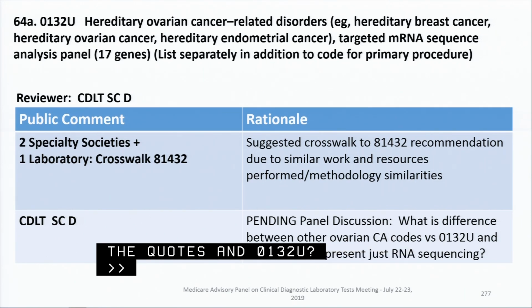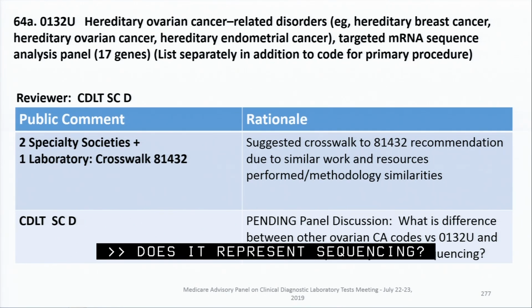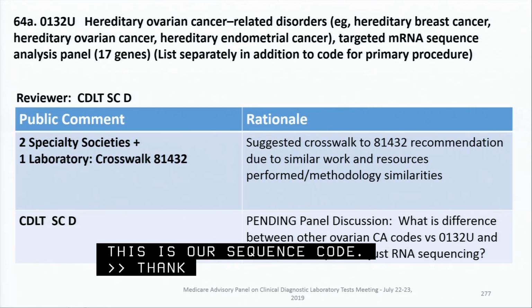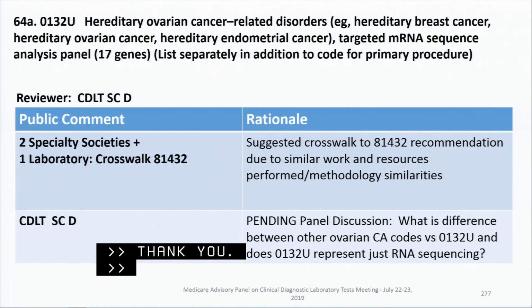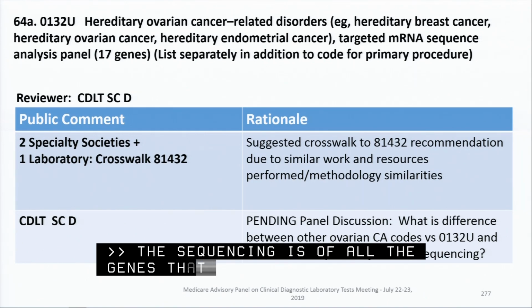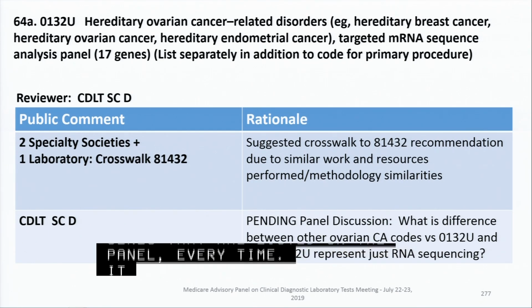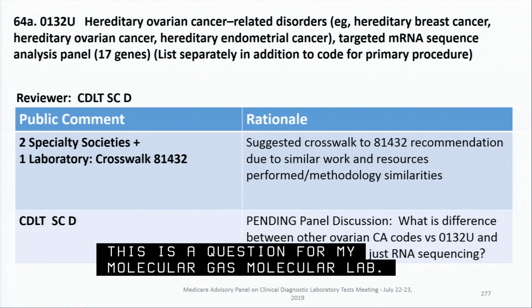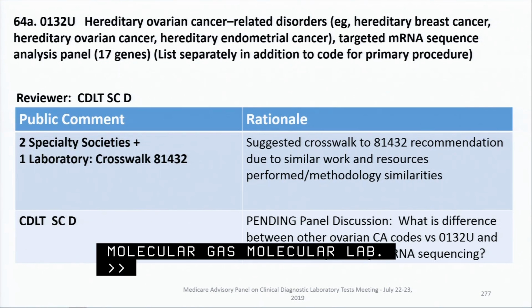Okay, thank you. Ms. Chappelle? So the RNA sequencing is of all the genes that are listed there on the panel. Every time that test is run, the RNA sequencing is completed on all of those genes. That's correct. And then this is a question from my molecular lab colleagues. The codes that we're crosswalking to are genomic sequencing. What is the difference, or is there a difference in the level of effort between mRNA sequencing versus genomic sequencing?